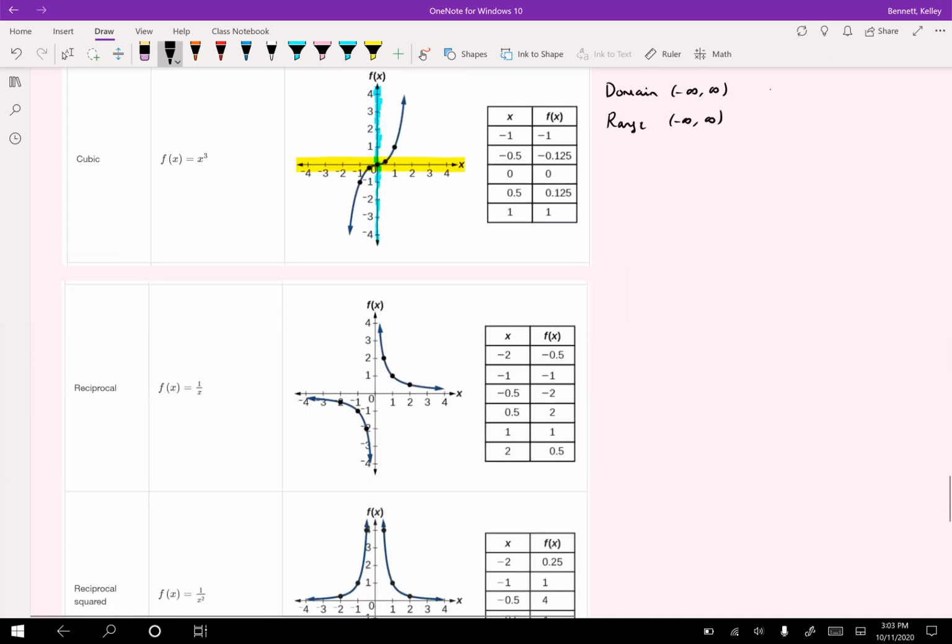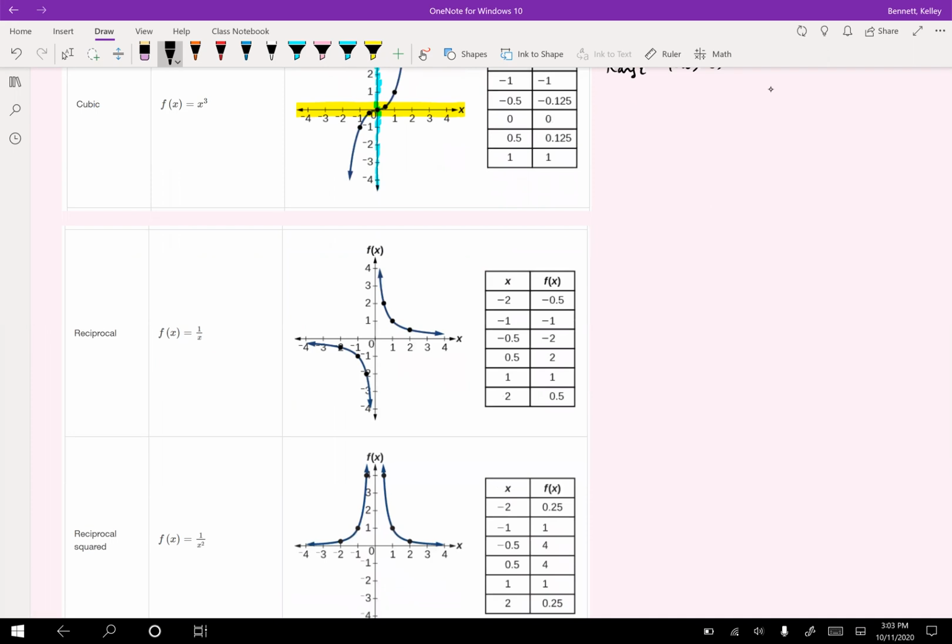We also have the idea of this reciprocal function here. So looking at this, first of all, to notice is that the denominator cannot be 0. So the denominator equals 0 when x equals 0. So the domain is all real numbers except 0. And so I write that as negative infinity to 0, union 0 to infinity.